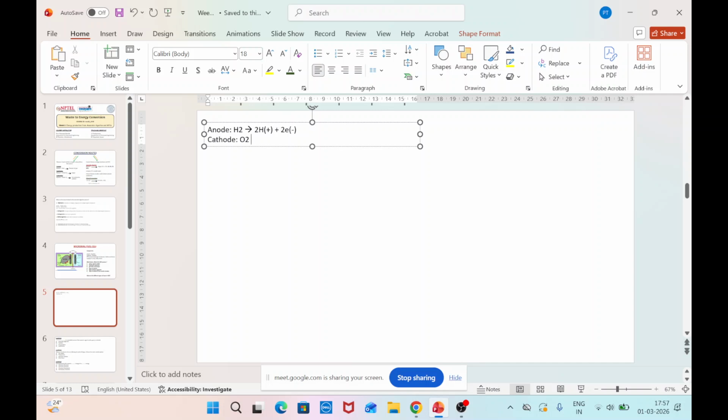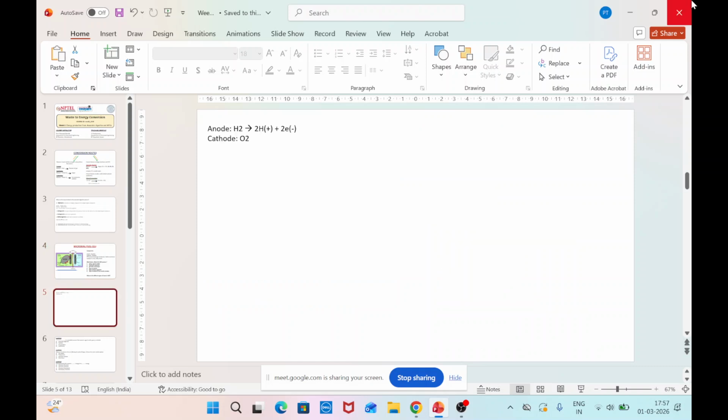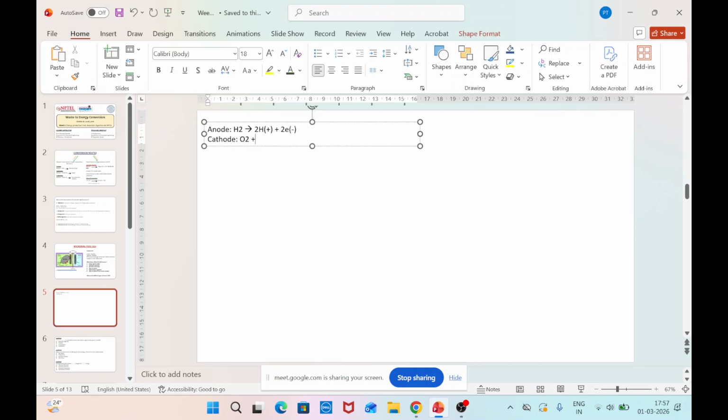So what happens is these H plus ions and the electrons that are generated in the anode move from the anode to the cathode chamber. The H plus ions move through the membrane, and the electrons move through the wire. So you have a connection between the cathode and the anode. The electrons move through the wire, whereas the H plus ions move through the membrane. Both the H plus ion and the electron meet the oxygen at the cathode and undergo reduction.